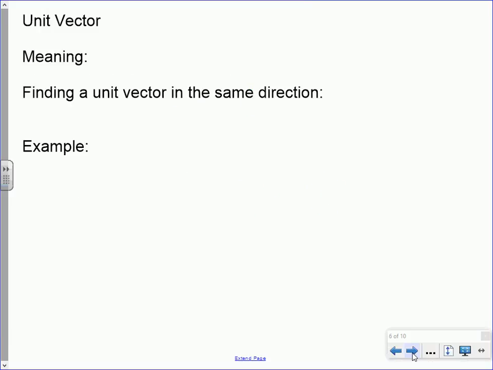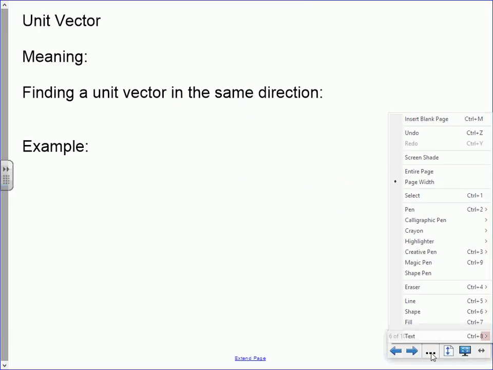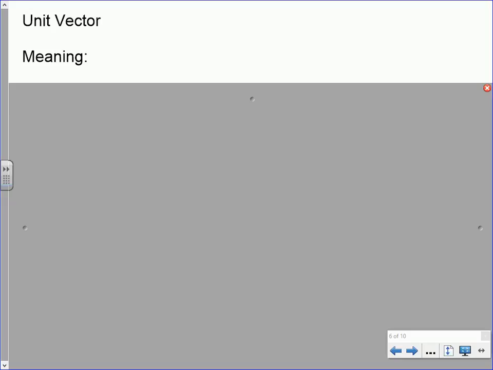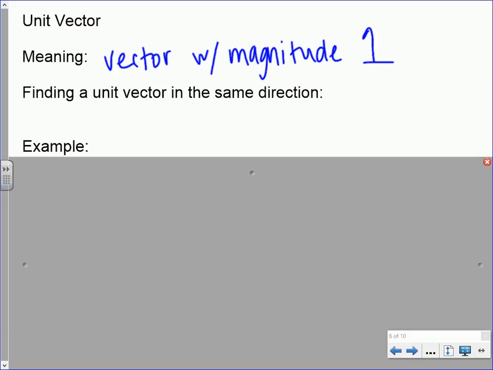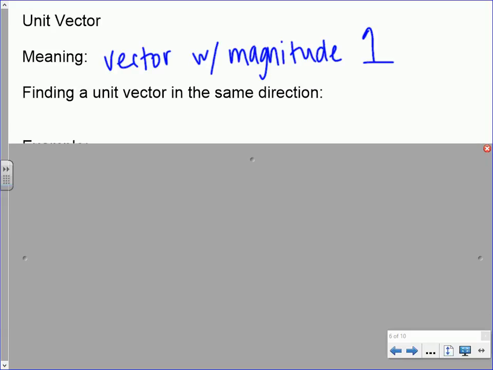Next concept we need to brush up on. A unit vector. What is a unit vector? Dave knows? Vector with magnitude 1. Okay. So, something that we did back in chapter 6 is we took a vector and forced it to be a unit vector. Does anybody remember that formula?